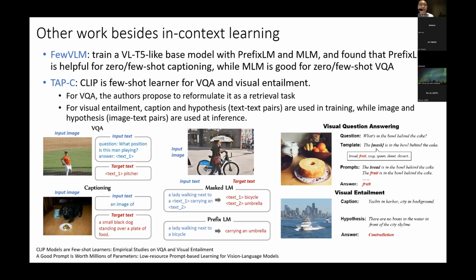Given the question, the authors will try to reformulate it as a retrieval task so that CLIP can handle it. And also for visual entailment, caption and hypothesis, which is a text-to-text pair, are used in training, while image and hypothesis, which is the task format of visual grounding, will be used as the inference. But then the gap can be bridged due to the use of CLIP, right? Because CLIP can map the image embedding into text embedding.